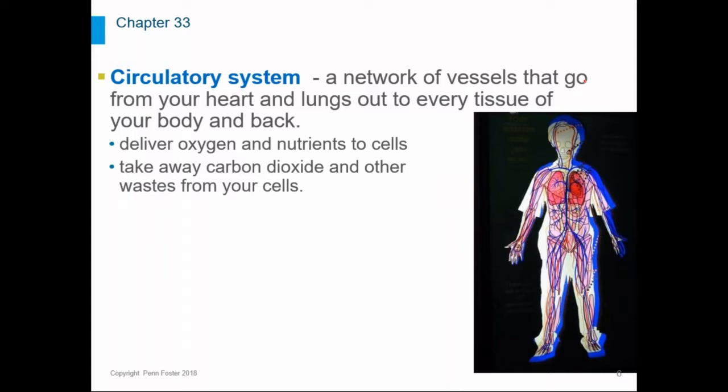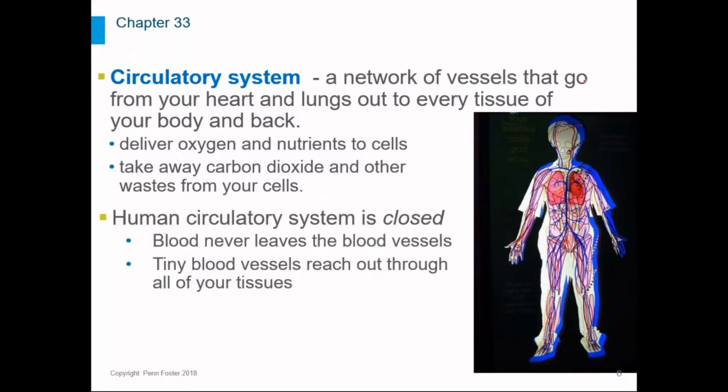You know that the heart pumps blood through your body, but why? Well, the circulatory system is amazing. It's a network of vessels that go from your heart and lungs out to every tissue of your body and back. The goal is to deliver oxygen and nutrients to your cells and to take away carbon dioxide and other waste from your cells. The human circulatory system is closed, meaning that the blood never leaves the blood vessels, but instead, tiny blood vessels reach out to all of your tissues so that all of the cells in your body can be serviced.